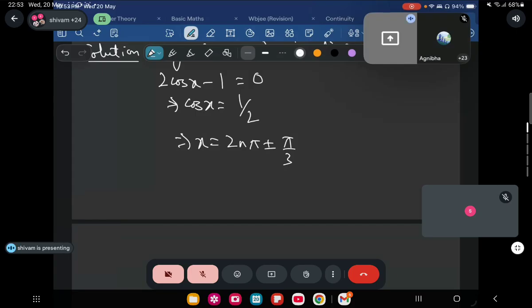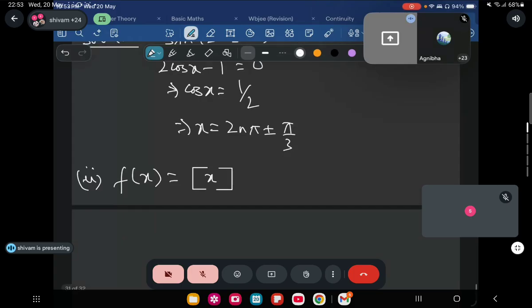So similarly, I have another kind of function, part 2. F of x equal to box of x. Okay, so you people know box of x is discontinuous when x is an integer. Box of x is discontinuous when x belongs to integers.